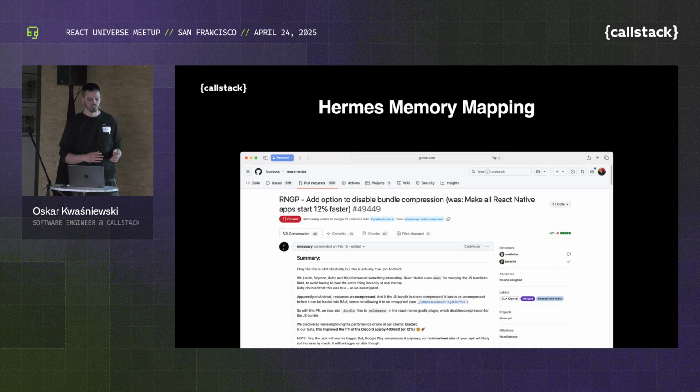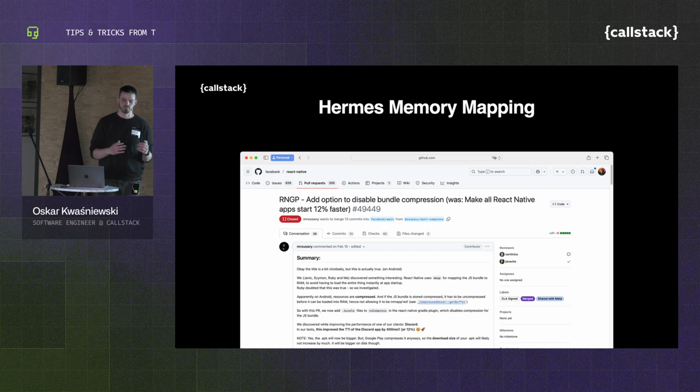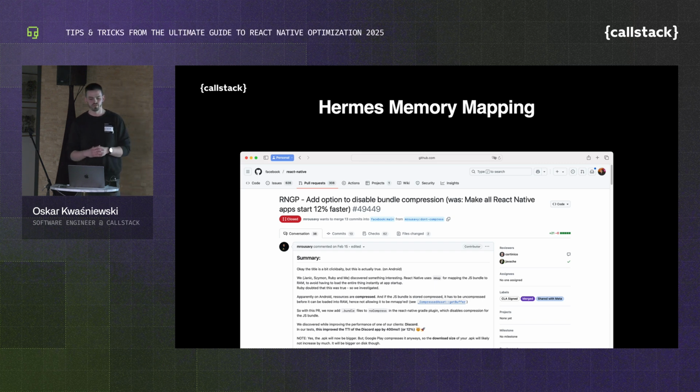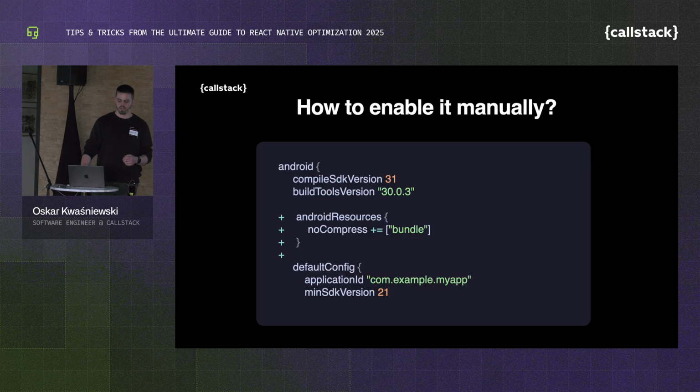So thanks to Mark Rousavy, who found out that the Android bundle was compressed when bundling for release, which made it impossible for Hermes to leverage memory mapping. And this is now the default starting from 0.79, but if you are on an older version, you can add noCompress in your build.gradle, and this should give you around 12% faster TTI.